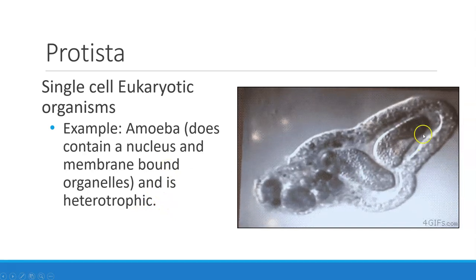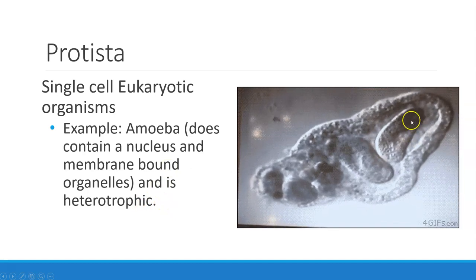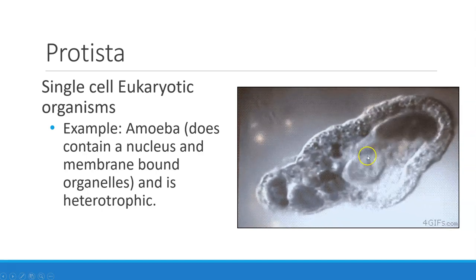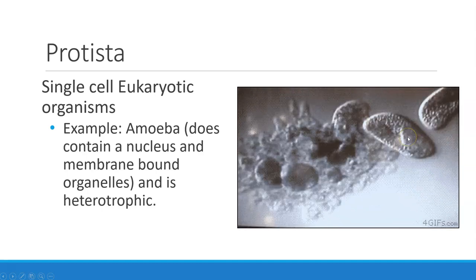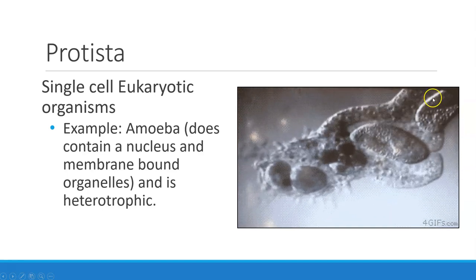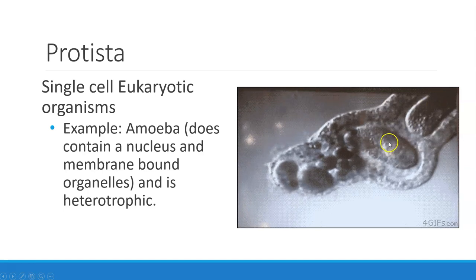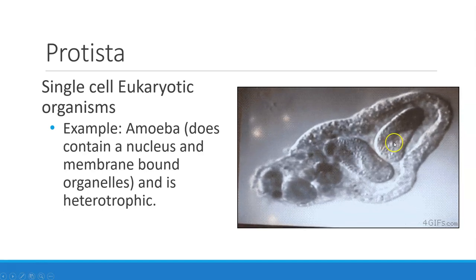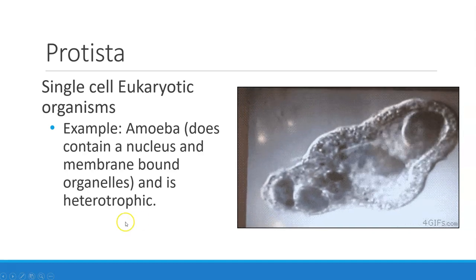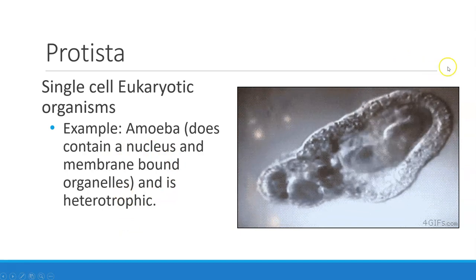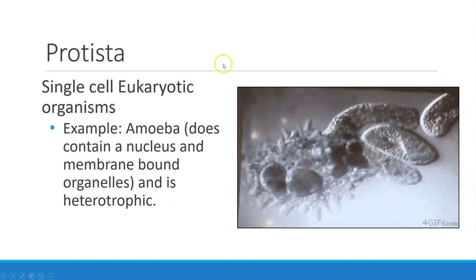So if we have a look over here in this GIF, when it starts again, this is the amoeba, and these are two little other microorganisms. What the amoeba does is it's engulfing, it's hunting these two microorganisms and will digest and consume them. So that's an example of how it is heterotrophic. It eats other organisms. Make sure you're writing that down.